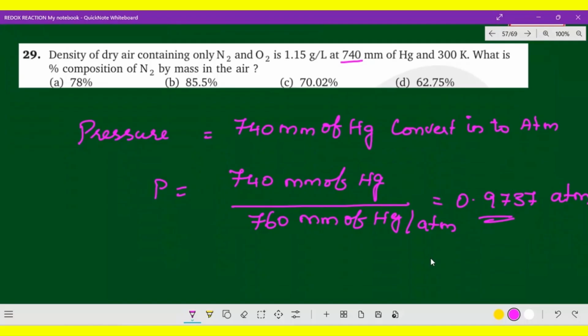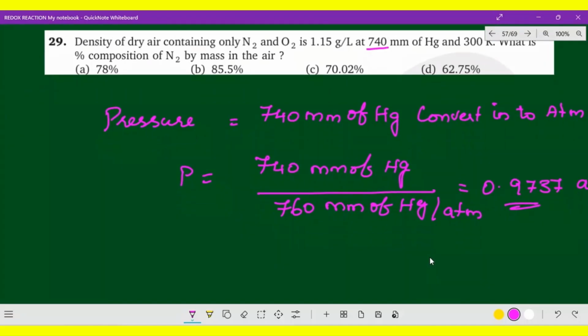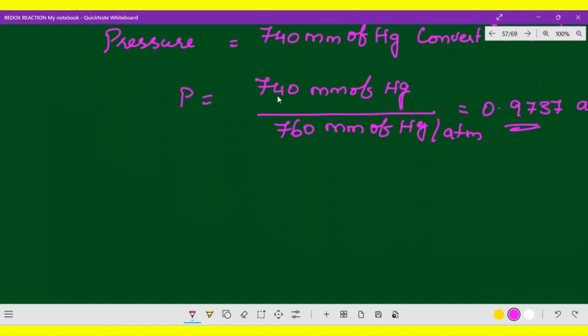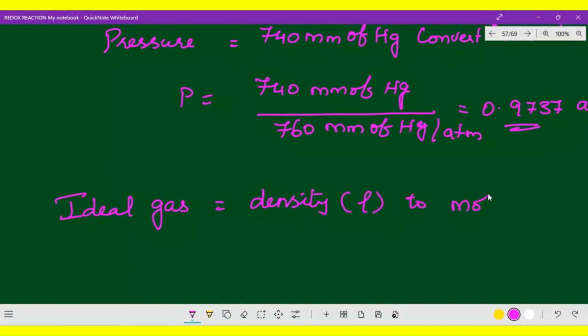Now the second point we have to identify here is the ideal gas formula. Because they have given the temperature, and the volume also they have given, right? So let us go for that ideal gas equation related to the density formula. Ideal gas, that is equivalent to density, that is rho, to molar mass.